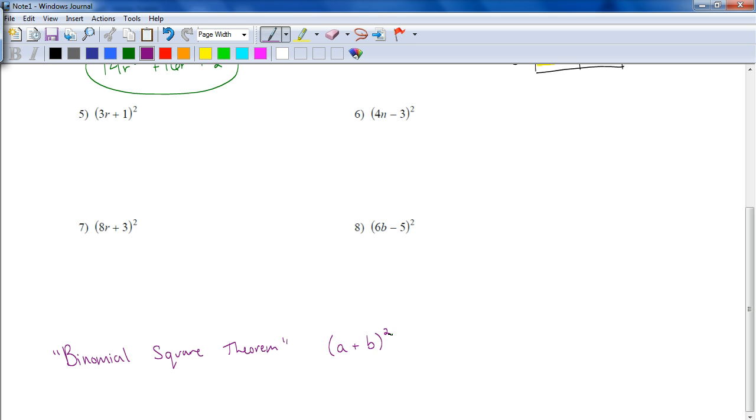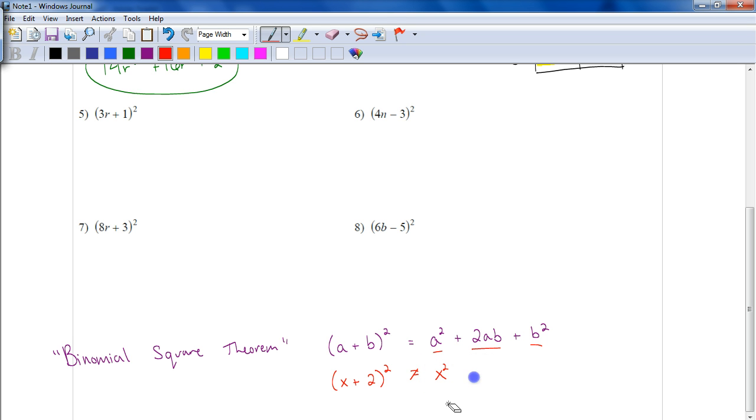So the actual theorem says something like this, that if I have a plus b being squared, my answer is going to be a squared plus 2ab plus b squared. Now what this theorem is saying is that when we have something like this, a plus b squared, we're not going to have just 2 terms. Like if I have, let's do something simple here, x plus 2 squared, my answer is not x squared plus 4, because we're going to have a total of 3 terms.